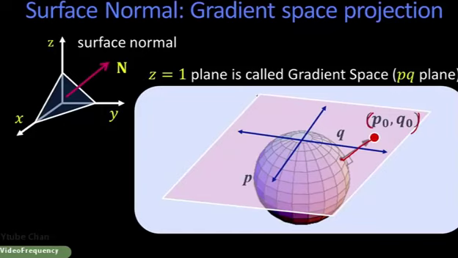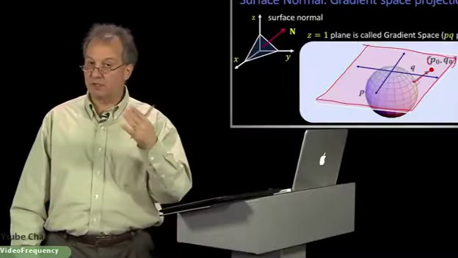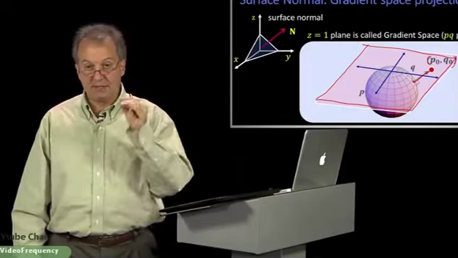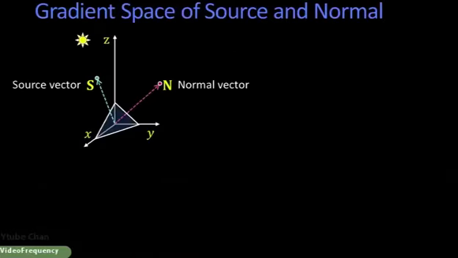And this z equals 1 plane up here, that's sometimes called the gradient space or the PQ plane projection. And the idea is that every normal has a PQ value. So I can represent normals just by their PQ value. And so now we're going to use that to define our reflectance map. Got it? Cool. Let's suppose I have two vectors.